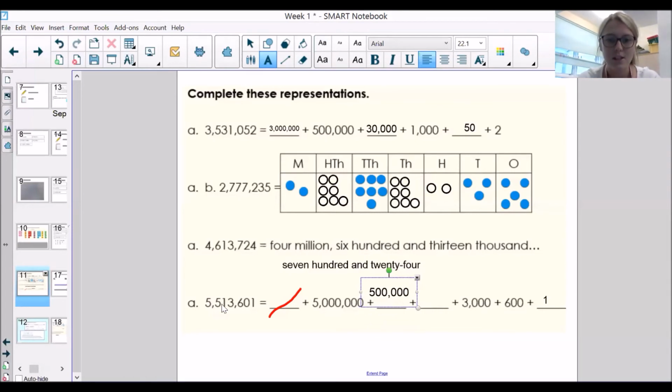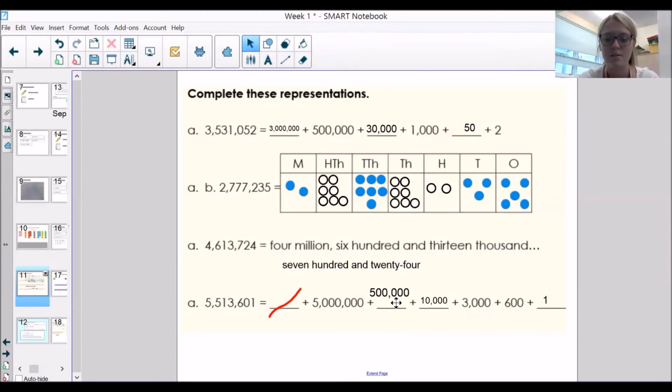The 10,000s digit, we've got one lot of 10,000, which is 10,000. Moving down to the thousands digit, we've got 3,000, which we've already got in our partition number sentence. The hundreds digit, 6 hundreds. And the tens digit, we have got no 10, so we don't need to put that there. And then the ones digit, we have got 1, which we've got here already, plus 1. So that would be our partition number sentence for that last question.